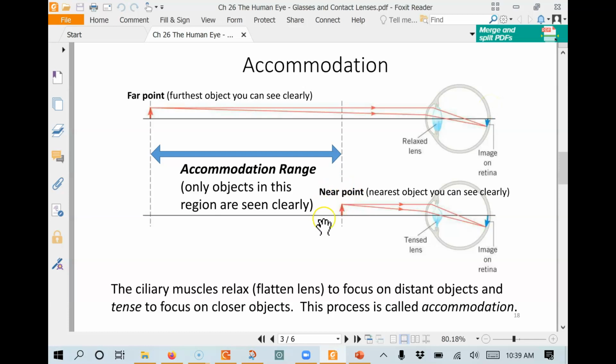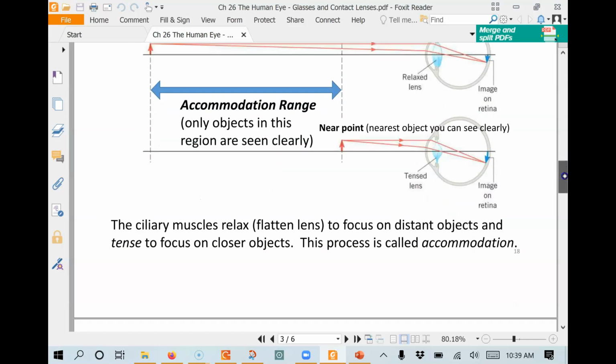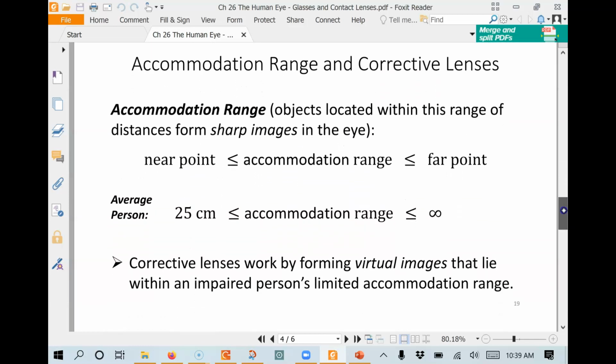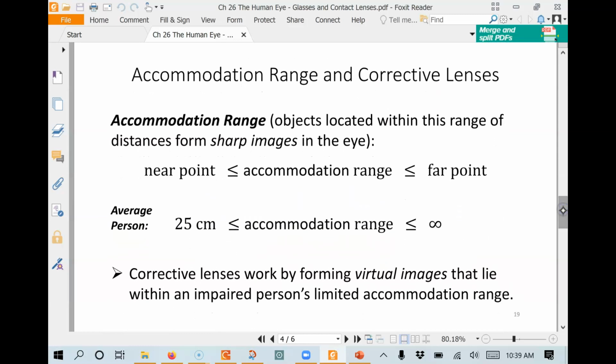The nearest point where you can make a focused image on your retina is called the near point, and here you're going to tense the lens to get as much curvature as possible because you want to converge the rays quickly. Now, everybody's different, of course, but for most human beings, what we call the normal range for the accommodation range is: the near point, you can see something that's about 25 centimeters from your eyeball.